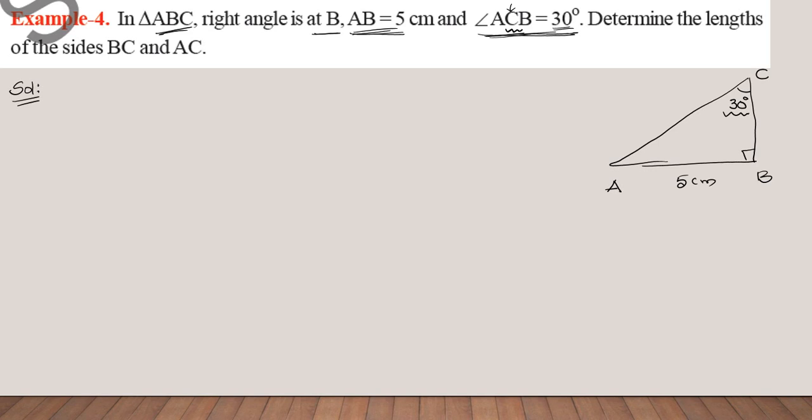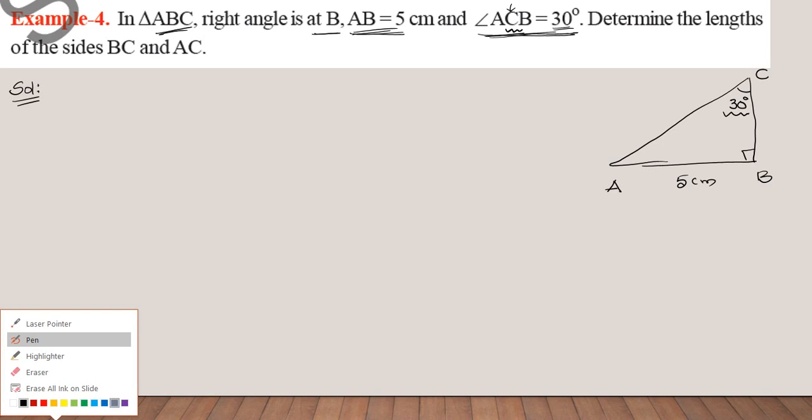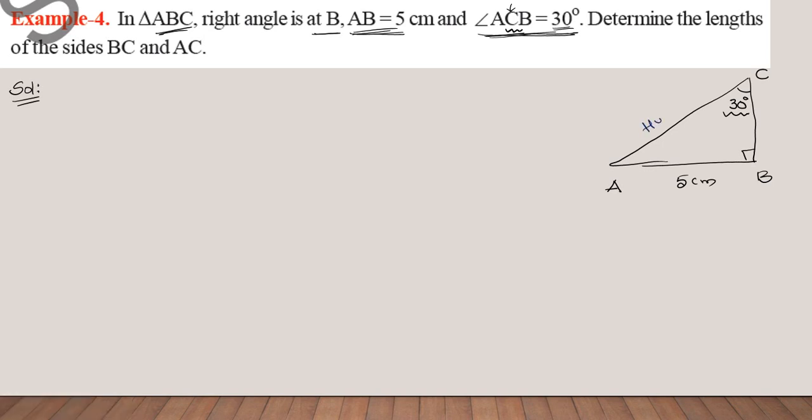Since I know this particular angle, clearly I have an idea that this particular side AC is my hypotenuse, right? Now with respect to this angle 30 degrees, this particular side is my opposite side. Obviously the third side, which is left over, we call the adjacent side, right? So from this figure we got the opposite side, adjacent side and hypotenuse.